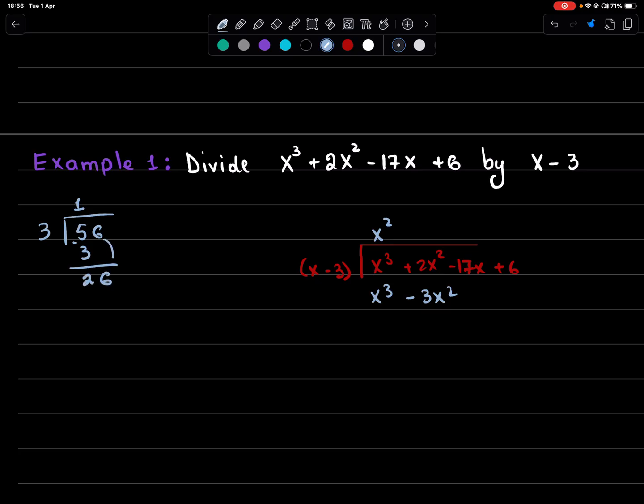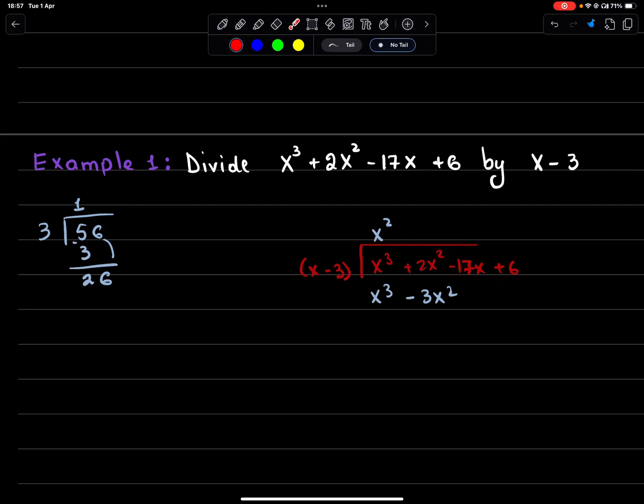The same thing we are actually doing right here with the x cubed plus 2x squared minus 17x plus 6. In the x cubed, we have x minus 3 times x squared, and we multiply x squared by that, and we write it beneath the expression. So we are going to be subtracting this expression from everything over here.